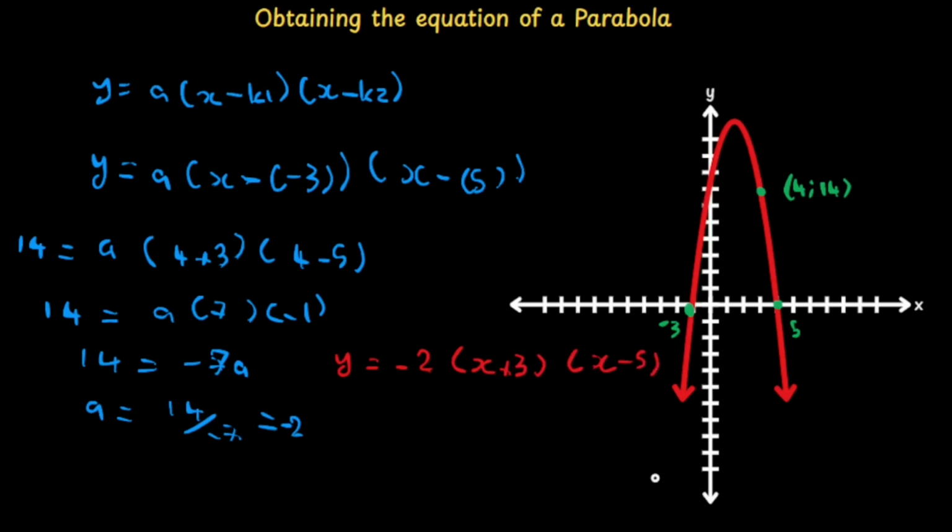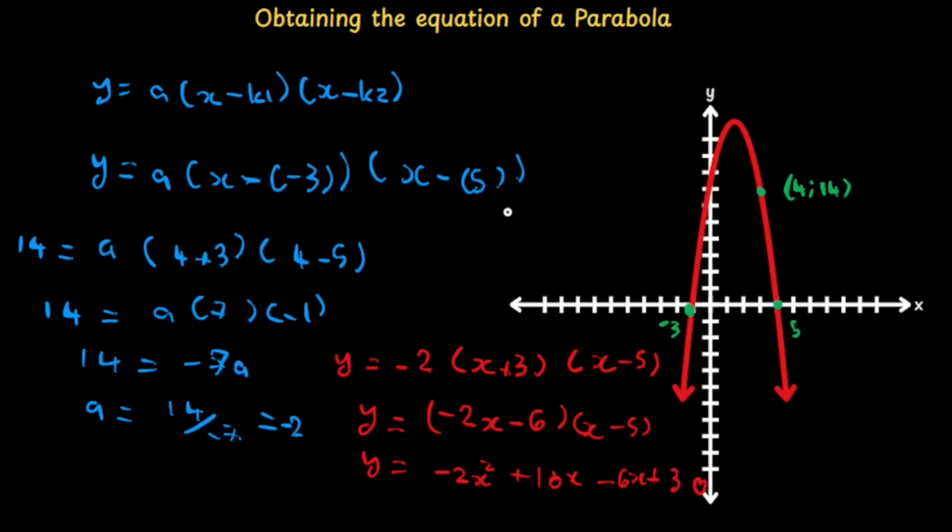Okay, and the only step that is left for me to complete to obtain the equation of this parabola is for me to, of course, expand and distribute, and I would obtain y is equal to negative 2x minus 6 times x minus 5, and expanding further, I would obtain y is equal to negative 2x squared plus 10x minus 6x plus 30. And I can simplify that because I have two like terms, and essentially my equation would be y is equal to negative 2x squared plus 4x plus 30.